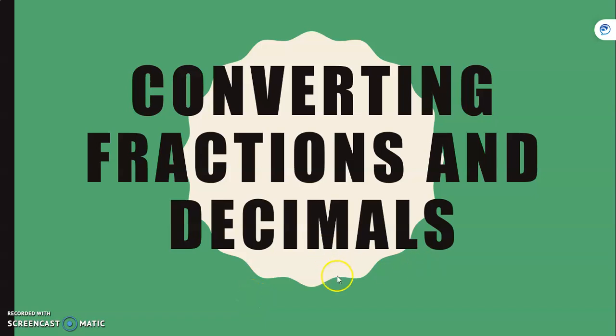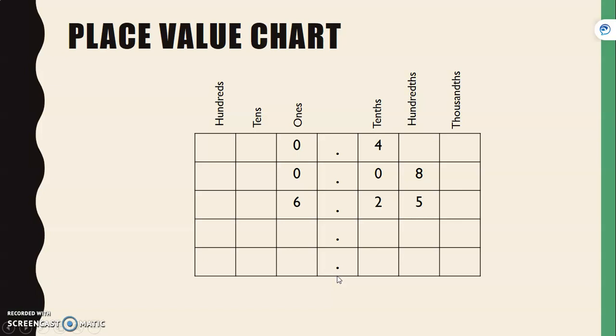Converting fractions and decimals. In order to convert fractions and decimals, we have to understand place values. So here's a place value chart. I'm going to read the numbers in the place value chart. 0 and 4 tenths. I'm reading that as tenths because the 4 is in the tenths place.